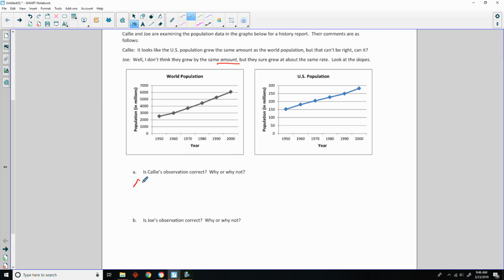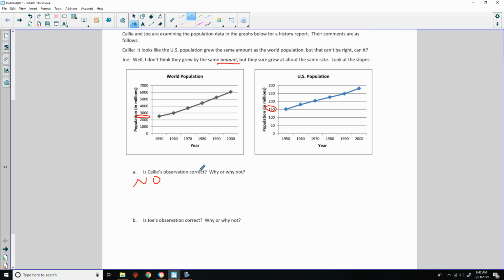The answer is no. And the reason is, if we look at the scale, population in millions, the U.S. was 150 million. The world population was 2,500 million. Okay, so that is a lot more. So you have to pay attention to the scales. It does go from 1950 to 2000 on the x-axis, but the y-axis has a different scale. So the answer is no.